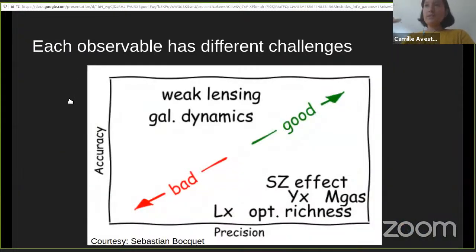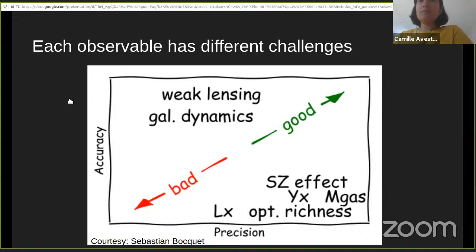The thing is, each observable, not just X-ray, has its own set of challenges. This is a nice little cartoon I got from Sebastian Bocquet. Many of you might have interacted with him through DES. Here you can see a semi-mapping of all of these observables in the accuracy-precision space, where good is in the upper right corner, and you'll notice nothing is in the upper rightmost corner on its own. You have weak lensing and galaxy dynamics, which are higher on accuracy, lower on precision, and then your SZ effect, most of your gas stuff, and in addition your optical richness, which are high on precision, but not so much accuracy.